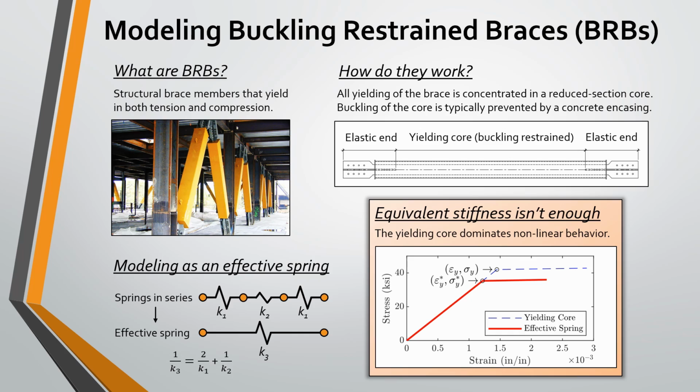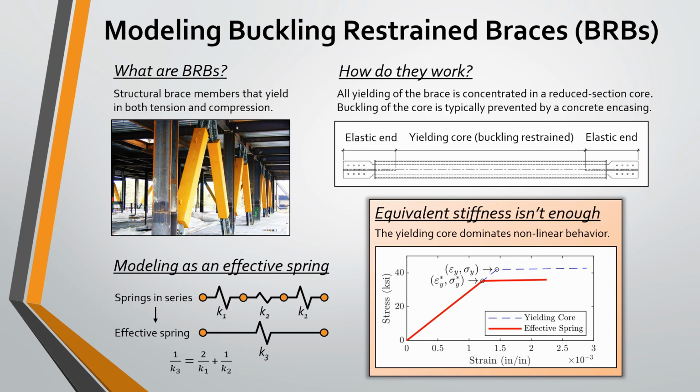much energy. The difference between BRBs and conventional braces is that BRBs have a reduced section core, which is braced against buckling, typically by encasing the core in a concrete tube. The remaining components of the BRB are stiffened, such that they remain elastic even at the full yield capacity of the yielding core. This complex geometry of BRBs presents challenges for modeling and analysis.